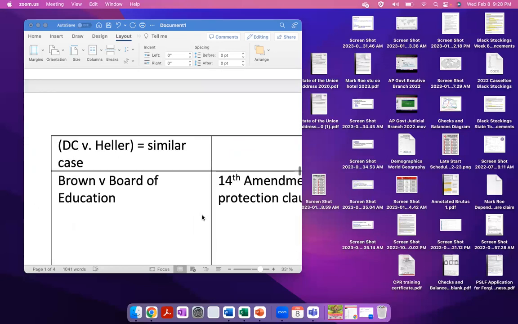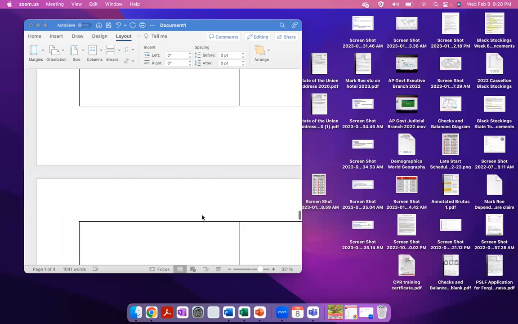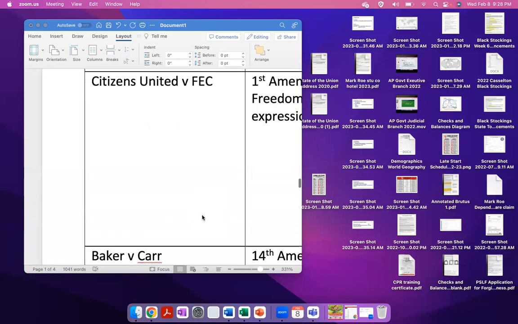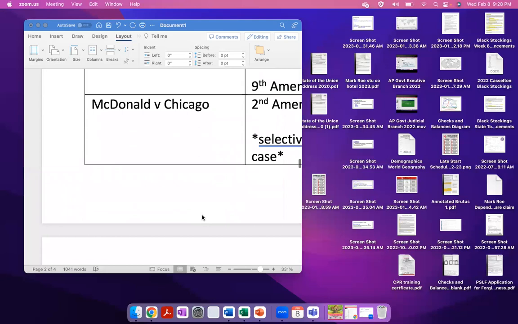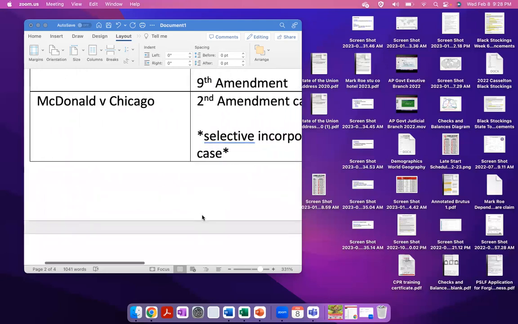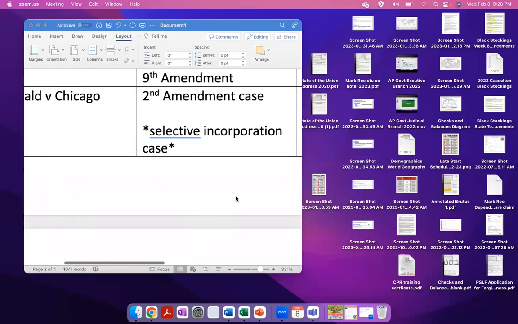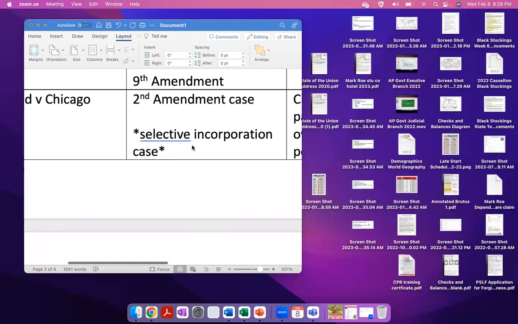Okay. Moving along here and kind of going quick because we have a few more to cover, and we got about 12 minutes. McDonald versus Chicago, Second Amendment case, right to bear arms. Again, it's similar to the DC versus Heller case, but this one is going to apply the right to bear arms back to the states. 14th Amendment, due process clause, selective incorporation.